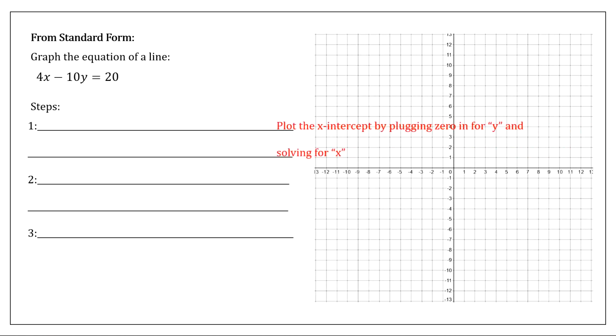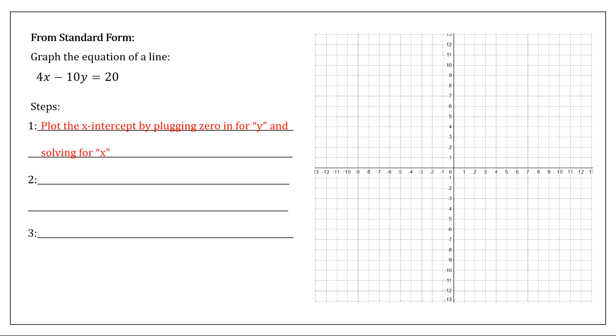So our first step is to plot the x-intercept. We do that by plugging 0 into our equation for y, and then we just solve that equation for x. So if we plug 0 in for y in our equation, we're going to have 4x minus 10 times 0 equals 20. 10 times 0 then goes away. It just becomes 4x equals 20. Again, there we're just going to solve for x, so we're going to divide both sides of our equation by 4, and we end up with x equals 5. So our point there then is 5, 0, because we plug 0 in for our y value. Does that make sense to everyone? Everybody see that? Okay.